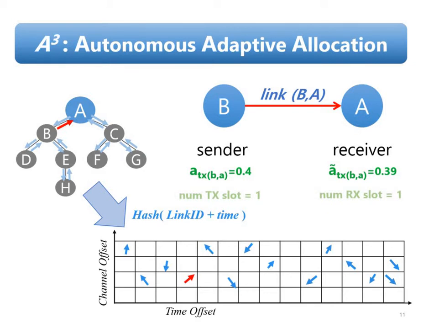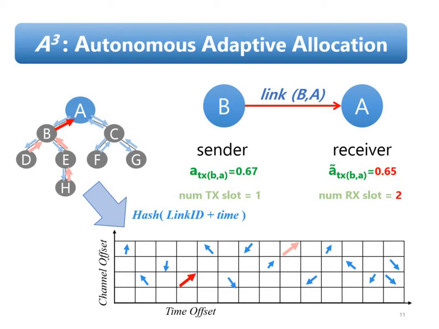As traffic load in the link increases, the sender's transmission attempt increases. Also, the receiver's estimated value of the sender's transmission attempt increases. When the receiver's estimated transmission attempt rate reaches 0.65, which is the receiver's increase threshold, it doubles the number of listen slots for the link BA, and the receiver adds a new listen slot on its slot frame.